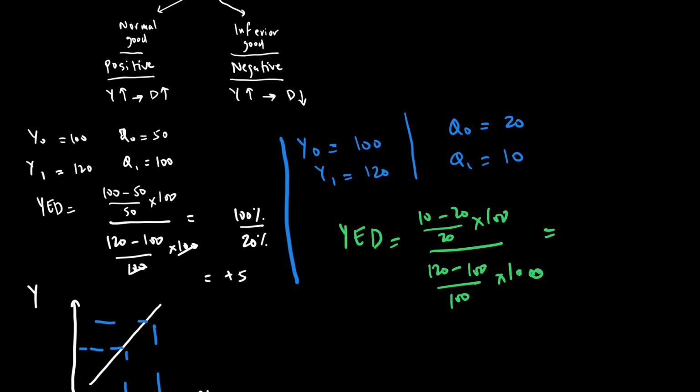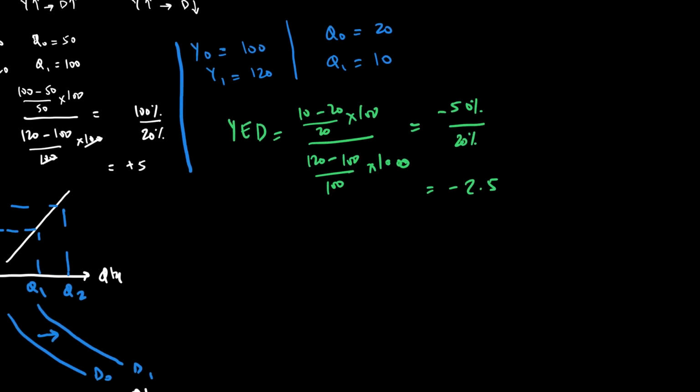So 10 minus 20 is minus 10. Minus 10 over 20 is 50% negative over 20% positive, right? So this is minus 2.5. So the minus will mean something like this will happen. That minus means that when my income is going up, this is my income, when my income is going up, I'm buying less of this good.